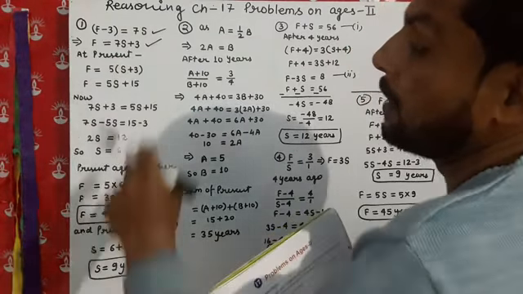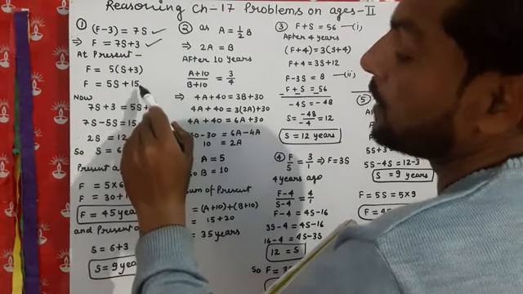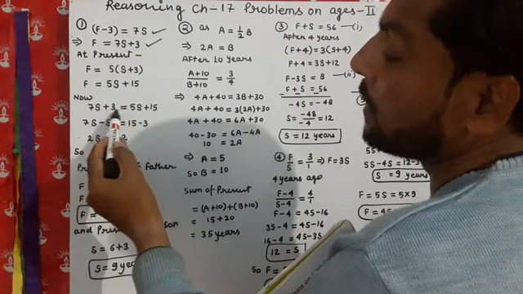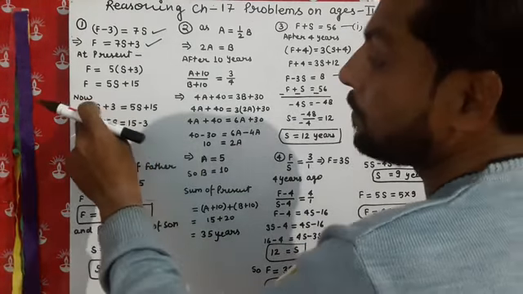Now we have f is equal to 7s plus 3, and here f is equal to 5s plus 15. Both must be equal. So 7s plus 3 is equal to 5s plus 15. Now we have to solve: 7s minus 5s, and here 15 minus 3. So it becomes 2s is equal to 12. So s is equal to 6.